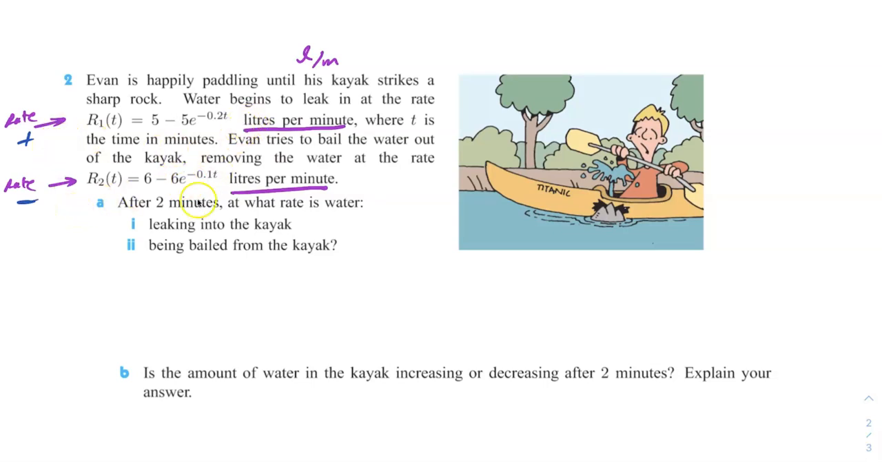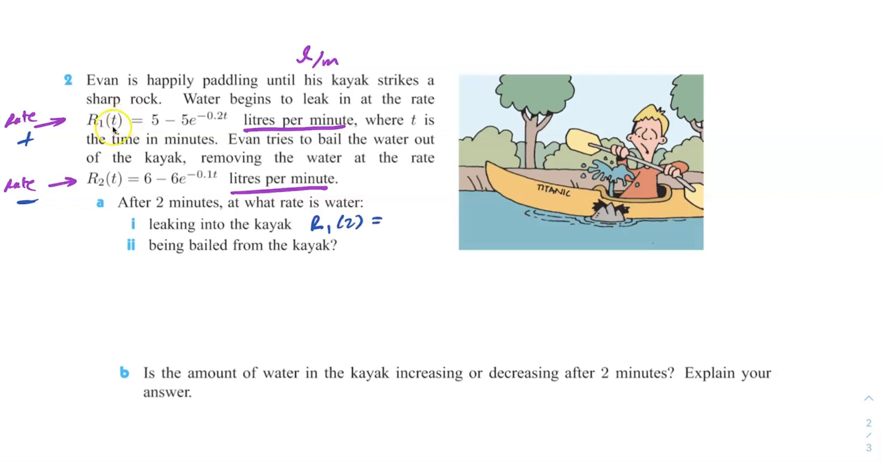Okay, so let's go to the first question. After 2 minutes, at what rate is the water leaking into the kayak? So leaking into the kayak is this formula. Now notice the question though. At what rate? This is a rate. It didn't say how many liters, which I would need to integrate this. It didn't say how many liters per minute, which I would have to take a derivative of this. It wants to know what rate. That's just this guy. All we do for this one is plug 2 into that rate and get our answer.